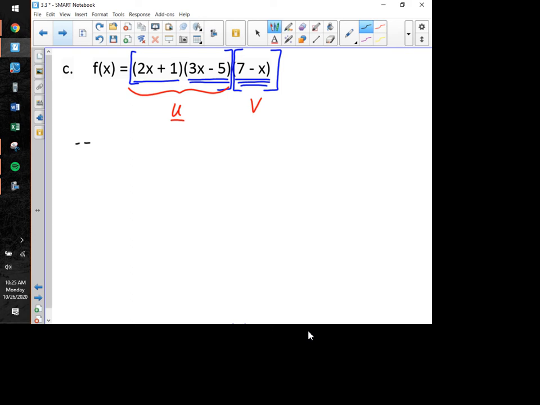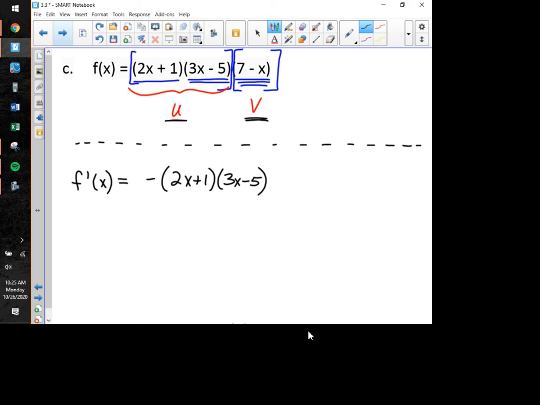Okay, so if that's f of x, I'm going to draw my dotted line here. You don't have to do this, but I think it's a good way to keep yourself organized. And I'm going to start finding my derivative f prime of x. So with this u and this v, here we go. The derivative of u times v is u times v prime. The first factor, which is 2x plus 1 times 3x minus 5, that's u, times the derivative of v. And the derivative of 7 minus x is just a negative 1, so I'll just put a negative out in front of all that. And I'm half done.